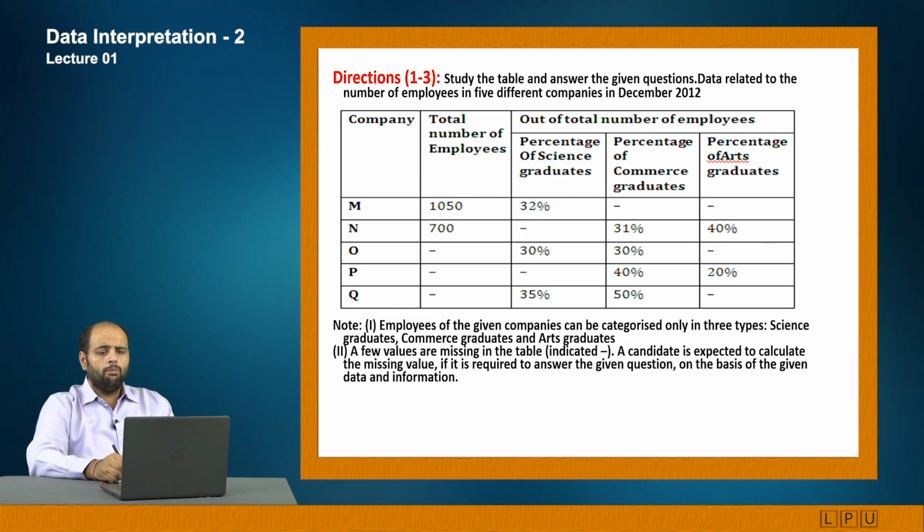Data related to the number of employees in 5 different companies in December 2012 is given. The company names are M, N, O, P and Q. These are the total numbers of employees. As you can see, some data is missing, but we have to use the information to gather the remaining data regarding the questions. Here the percentage is given for science graduates, then commerce, then arts graduates. Some data will be missing and we have to find it, or we may be given some specific information in the question also. So these are the types of missing data.